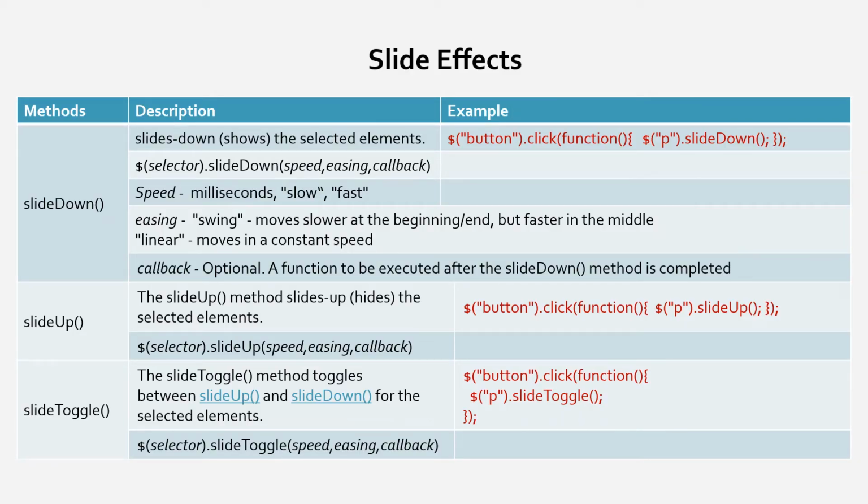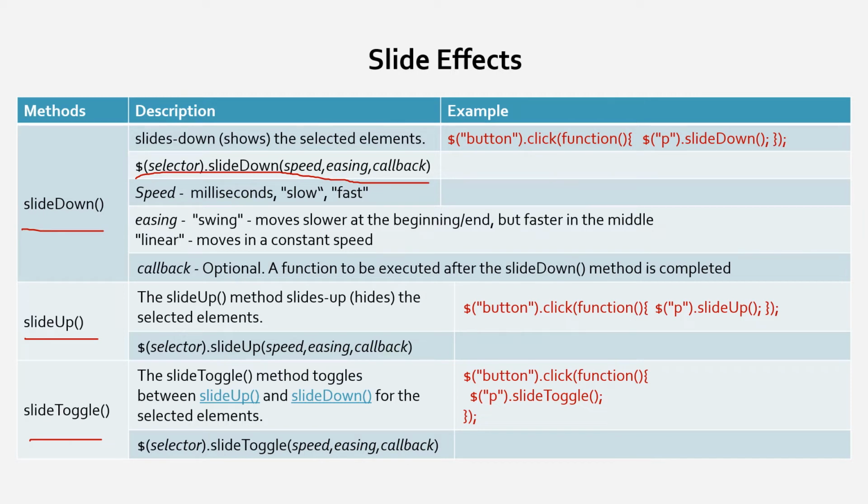So now we are going to discuss slide effects. Here we have different methods like slideDown, slideUp, and slideToggle. The slideDown method slides down the selected elements. The syntax is $(selector).slideDown(), then you need to specify speed, easing, callback and all.